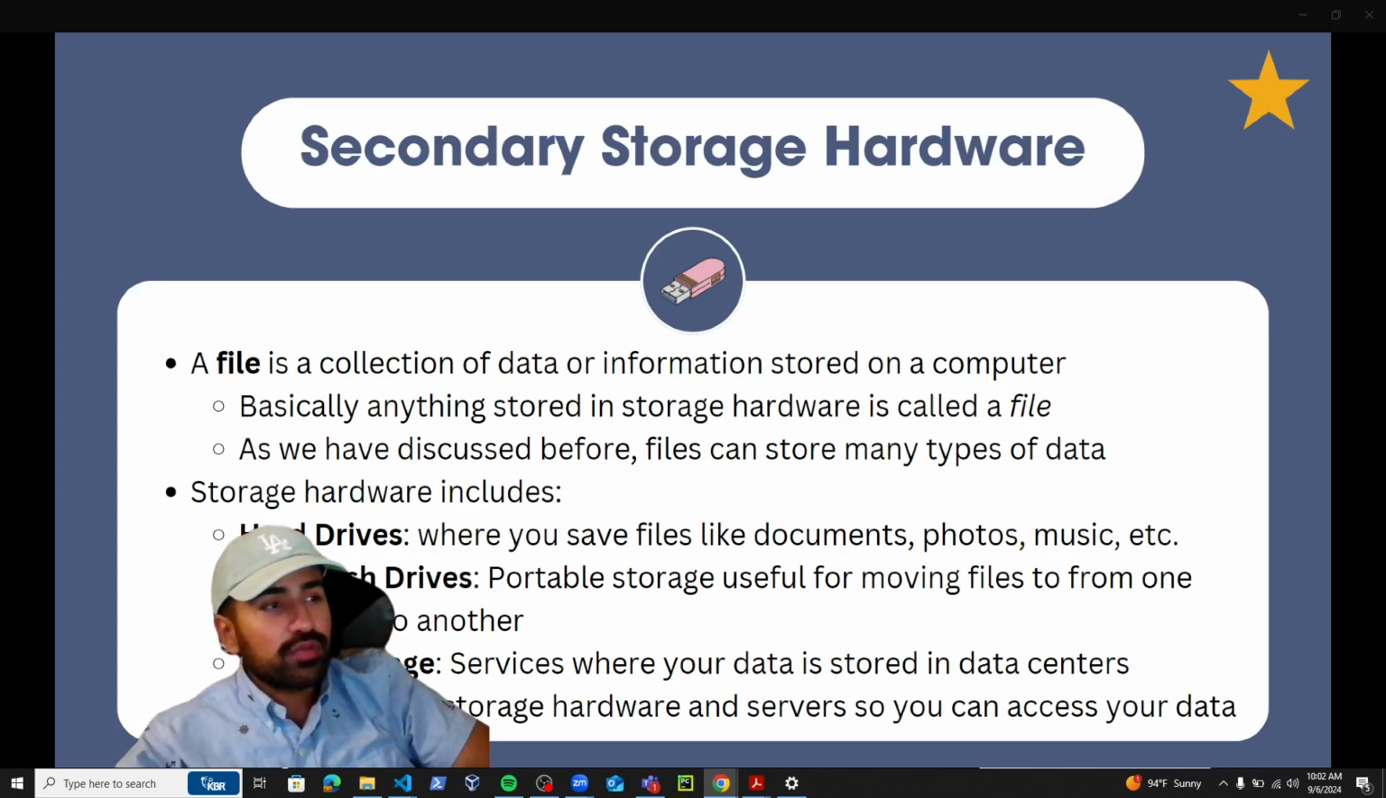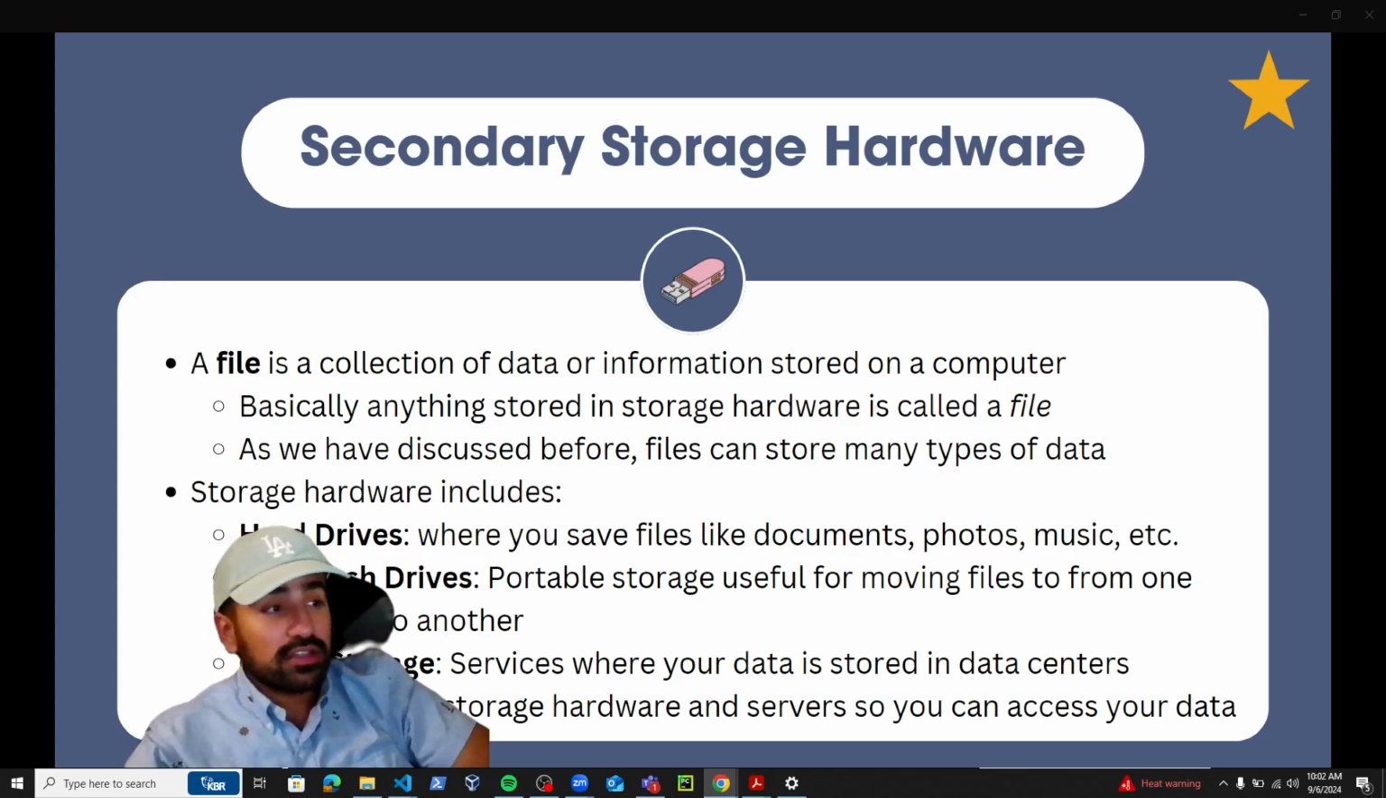As we've discussed before, files can store all types of data: documents, text documents, photos, music, video, whatever you can imagine. Some common storage hardware that might be familiar is hard drives. Your computer might have a hard drive in the magnitude of gigabytes. Some really fancy computers might have terabytes. Maybe you built your own computer and wanted extra memory, so you go to the terabyte levels. But for the most part, hard drives will be in the magnitude of gigabytes.